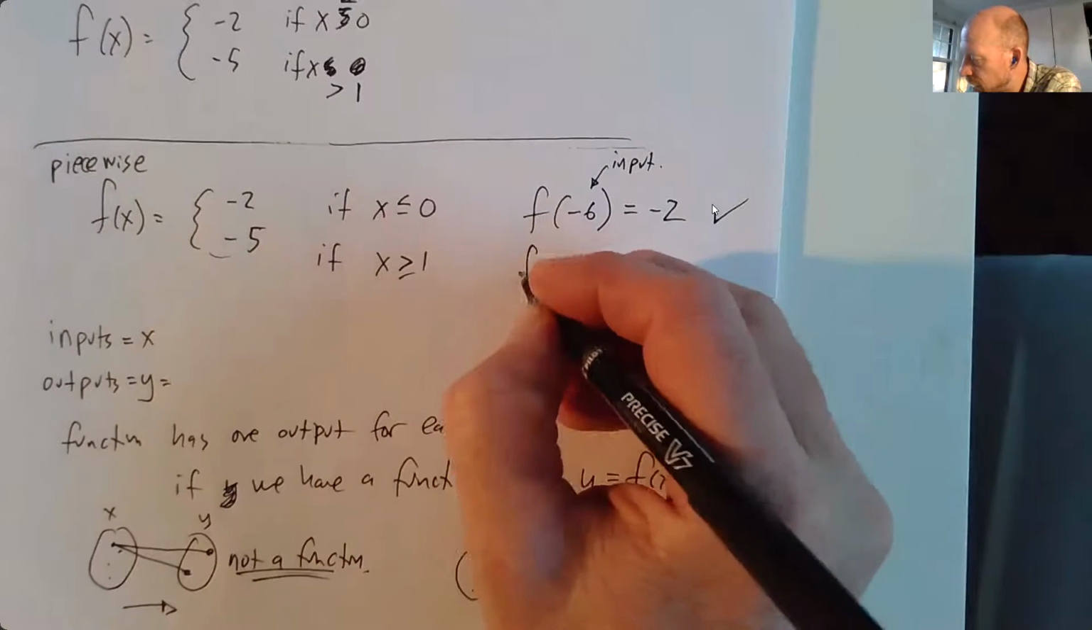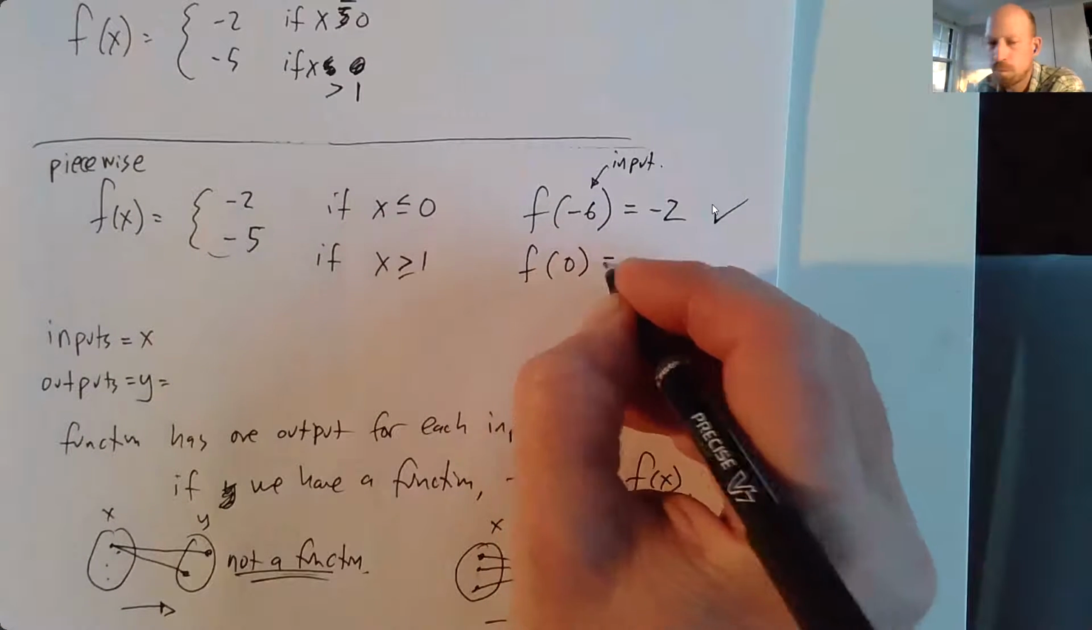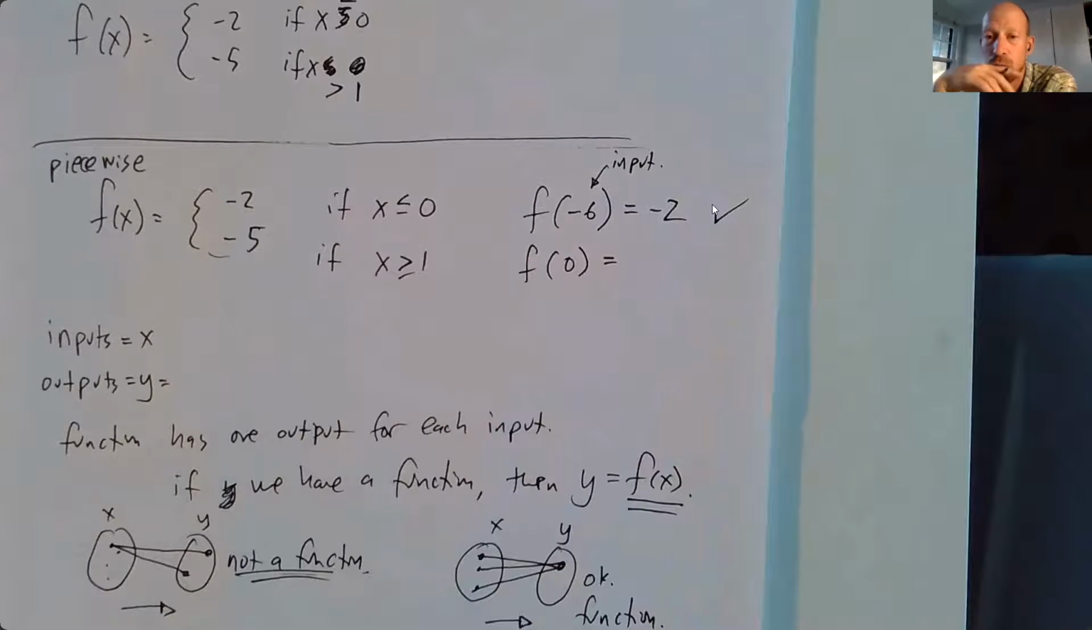If you give me a different input, where did you get -6 from? Oh, I just made it up. I mean, you can give any input you want.